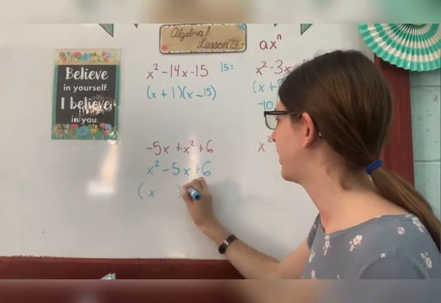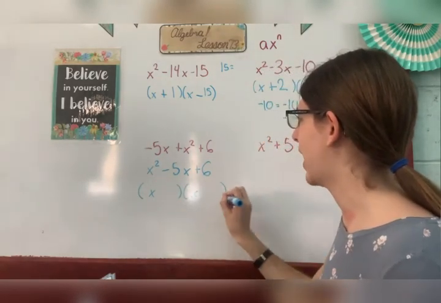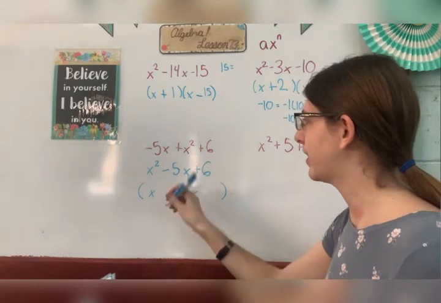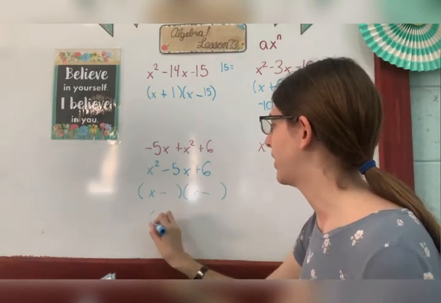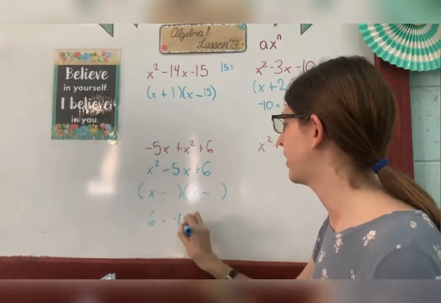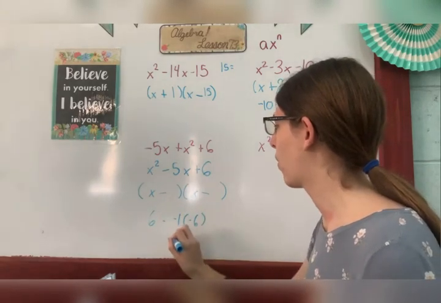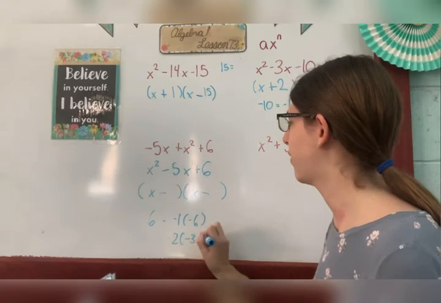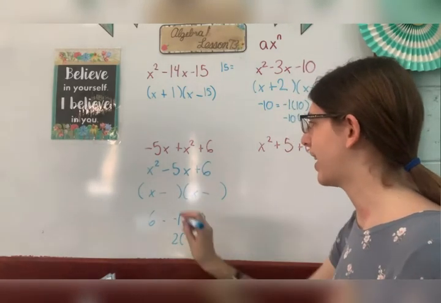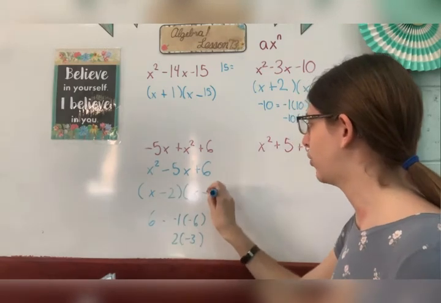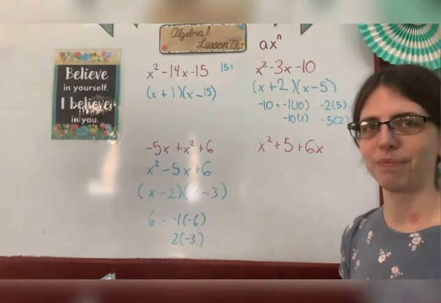Start with my parentheses, and I know that it's x times x. This is positive and this is negative, so that means they're both negative. So the factors of 6 would be negative 1 times negative 6, or negative 2 times negative 3. Well, to get to negative 5, that would have to be negative 2 plus negative 3. So it's x minus 2 and x minus 3.